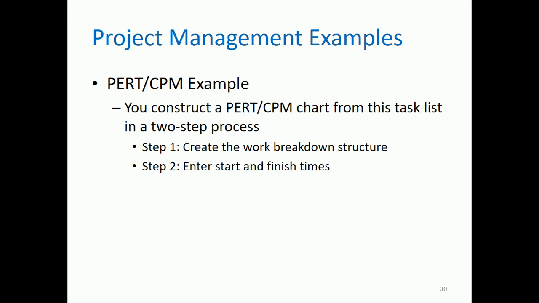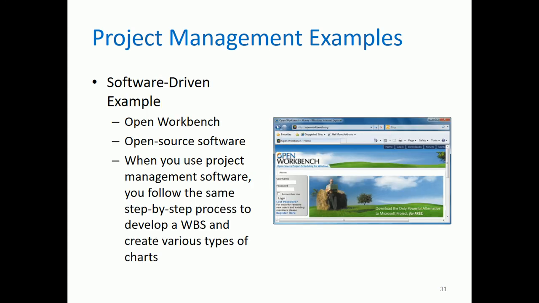Okay, next we have project management examples. So, the PERT CPM example. You construct a PERT CPM chart from this task list in a two-step process. Step one, again, is to create the work breakdown structure. Step two, enter start and finish times. As I've said, for example, start on day one. Then the finish time is start plus duration minus 1. And then next we have a software-driven example.